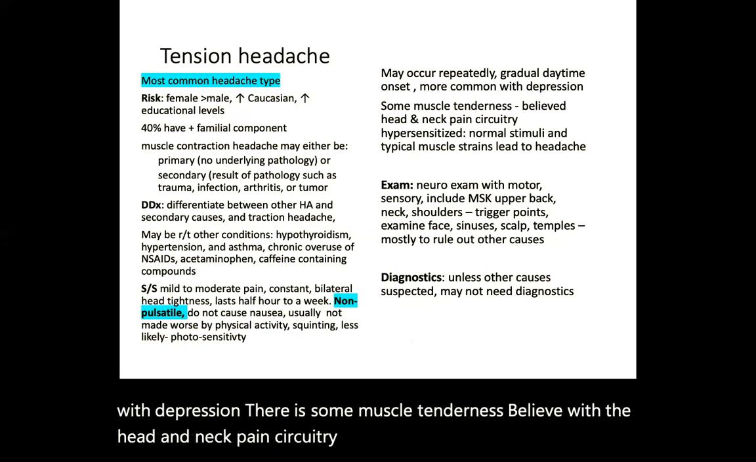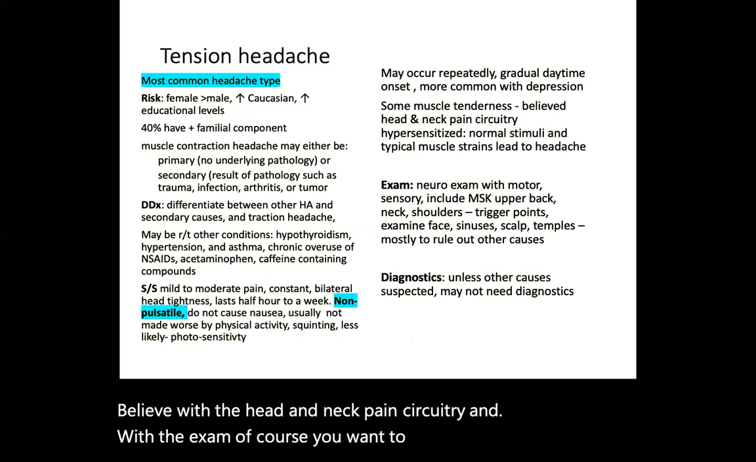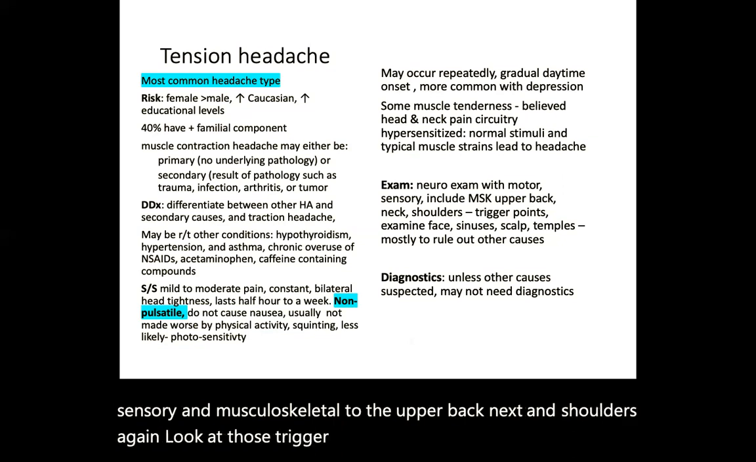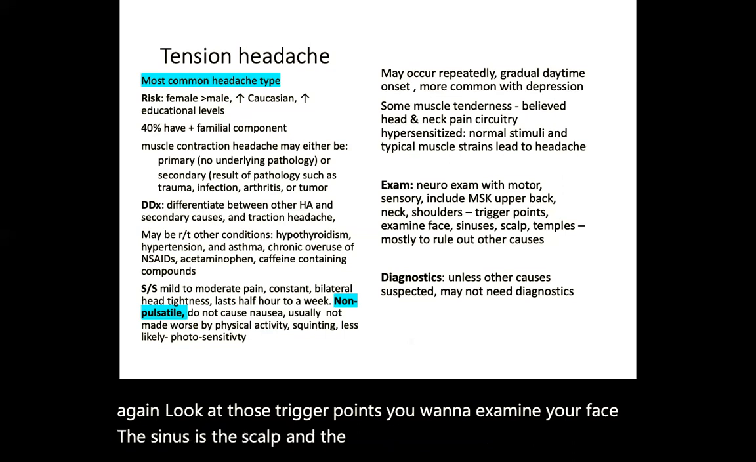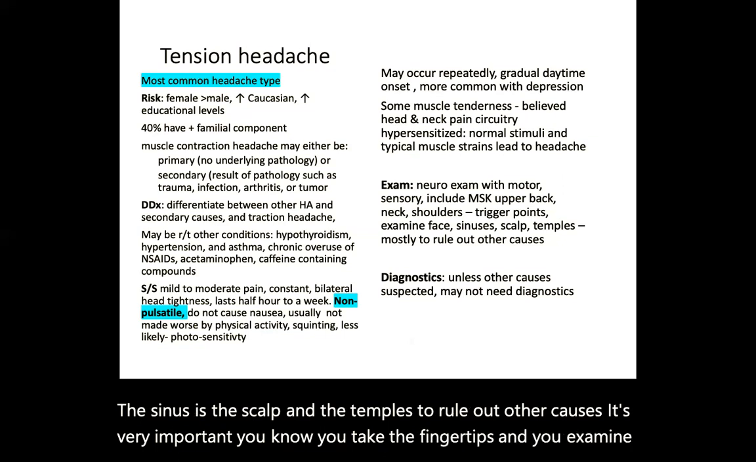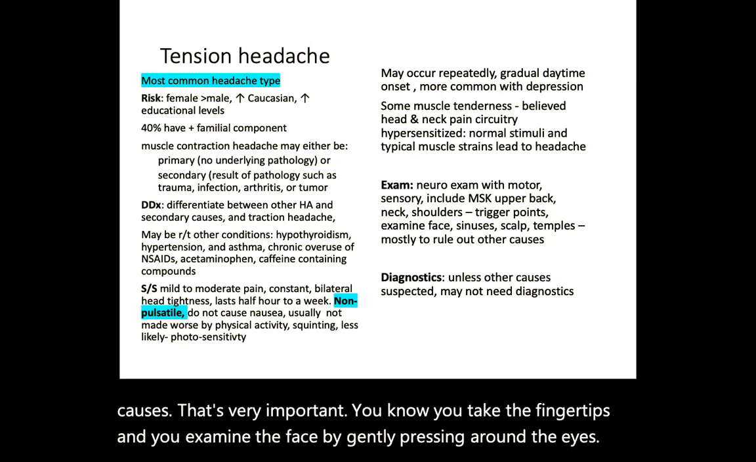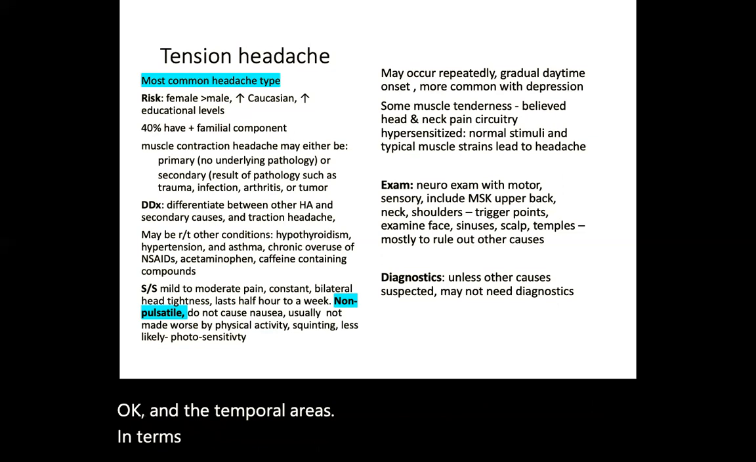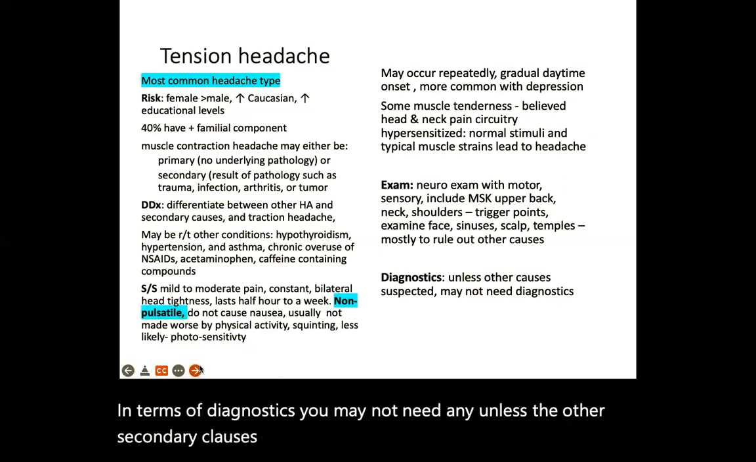And with the exam, of course, you want to do a neural exam with motor, sensory, and musculoskeletal to the upper back, neck, and shoulders. Again, look at those trigger points. You want to examine your face, the sinuses, the scalp, and the temples to rule out other causes. It's very important. You take the fingertips and you examine the face by gently pressing around the eyes, and the temporal areas. In terms of diagnostics, you may not need any unless other secondary causes are suspected.